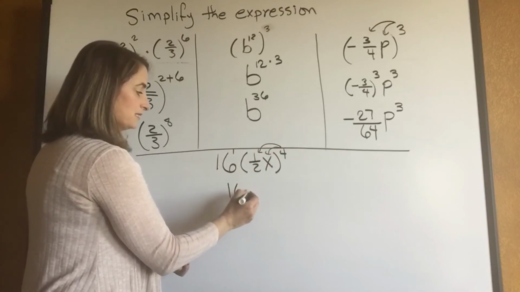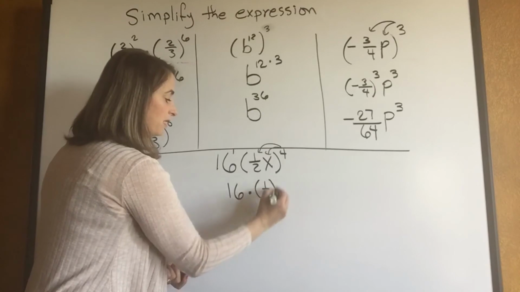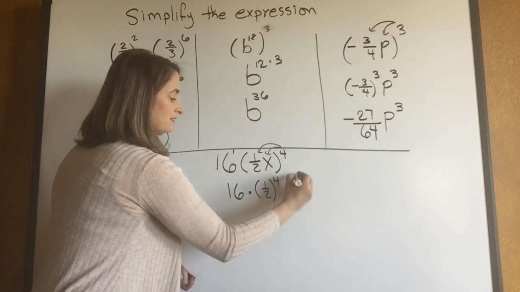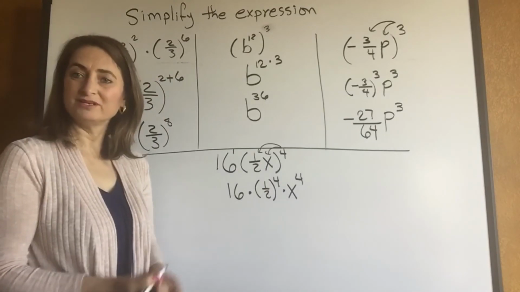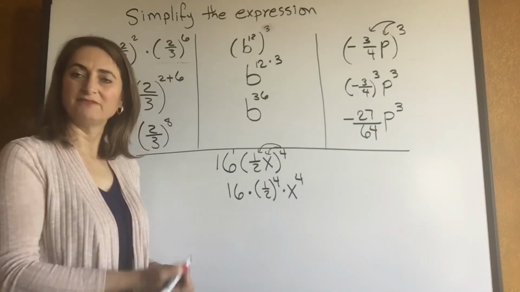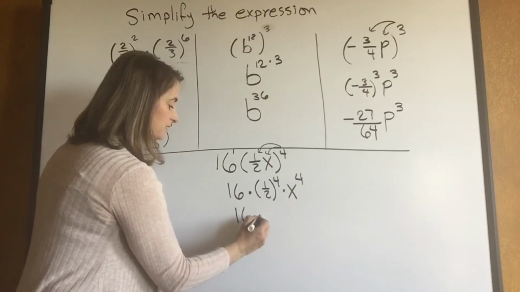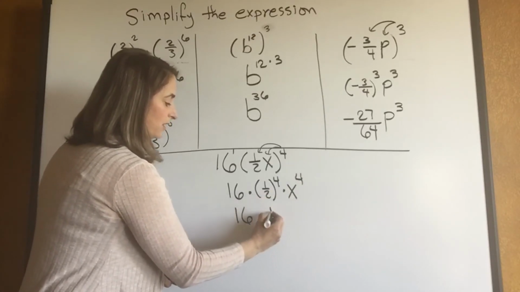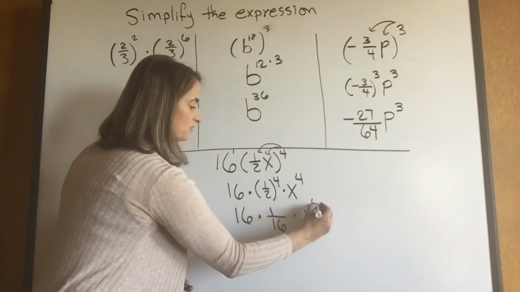So times, to get rid of the parentheses, half to the power of 4 times x to the power of 4. Now what do I do with half to the power of 4? You have to simplify it, which means half times half times half times half. Bring the 16 down, times 1 over 16 times x to the power of 4.